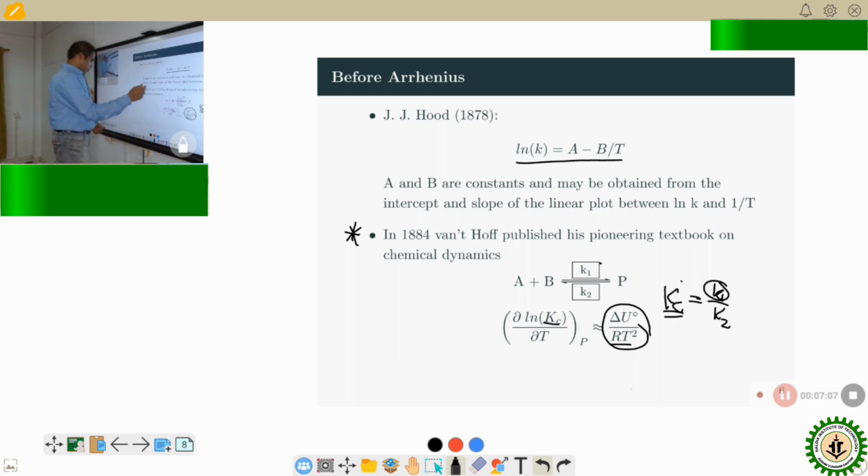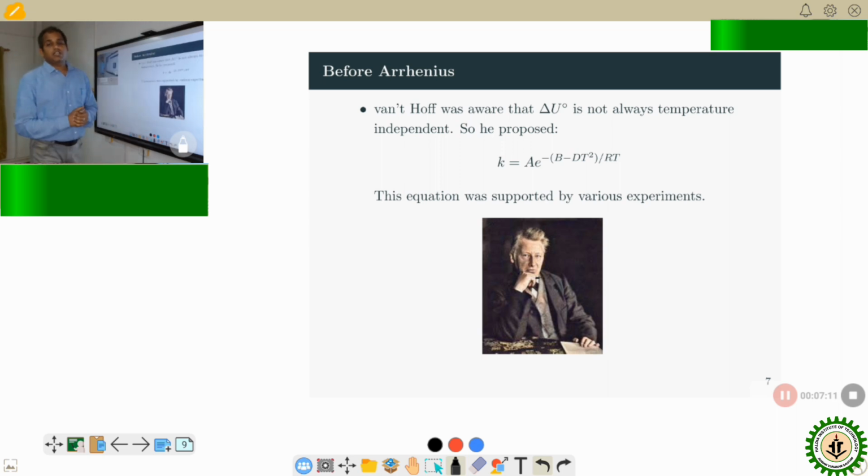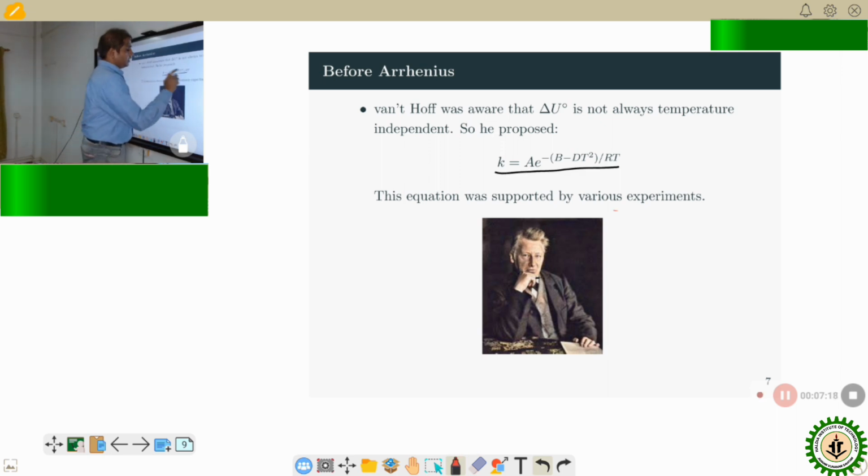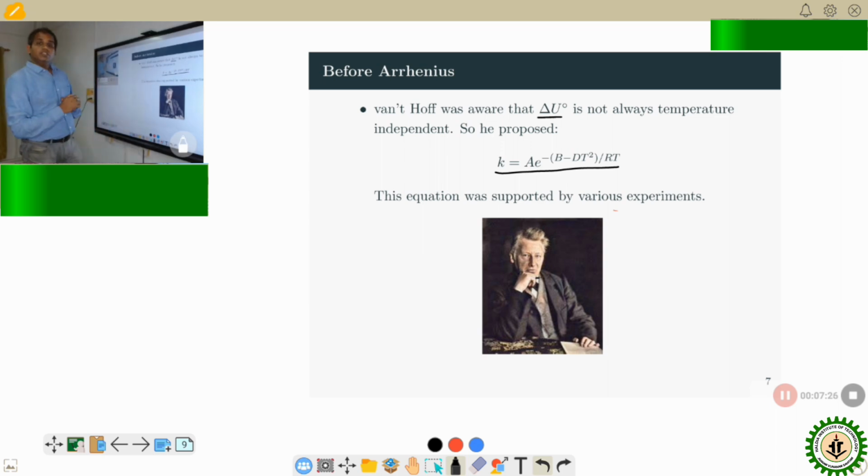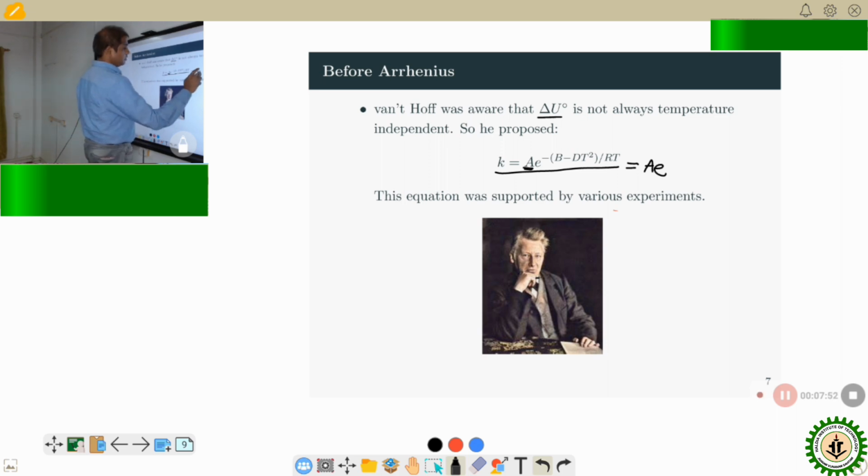But van 't Hoff didn't stop over here. He gave some estimation of the exponential relation with the rate constant, and he also proposed that the free energy can be connected to the chemical reactions. Moreover, he also thought that the pre-exponential factor, the constant over here, is also temperature dependent. We can write it down if we rearrange this equation like A e to the power minus B into e to the power minus dt square divided by RT.